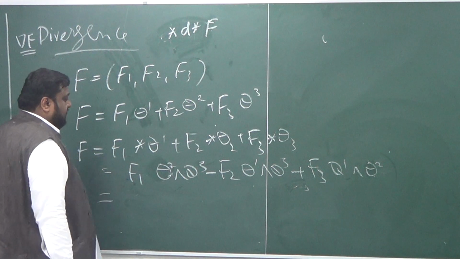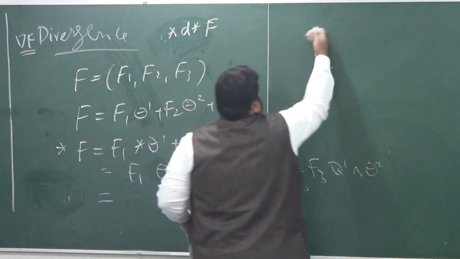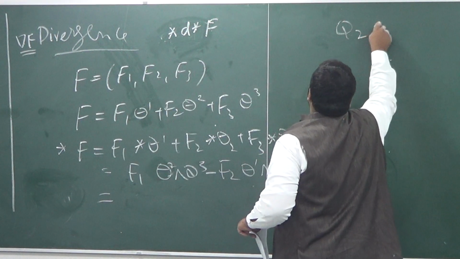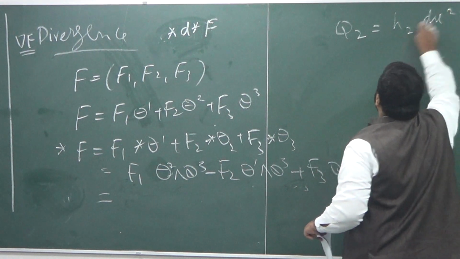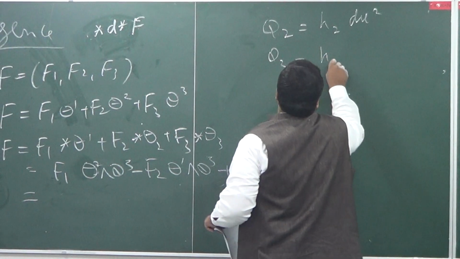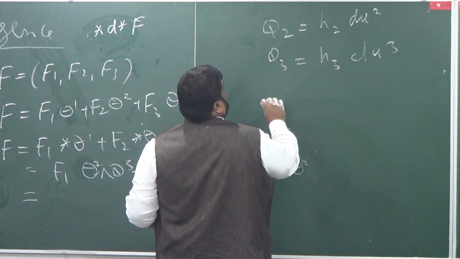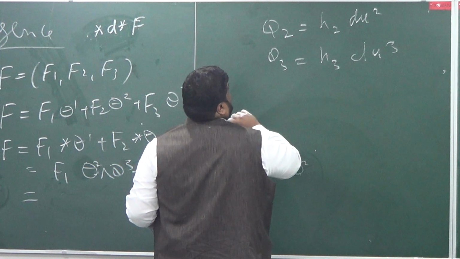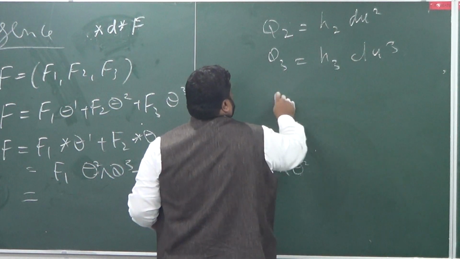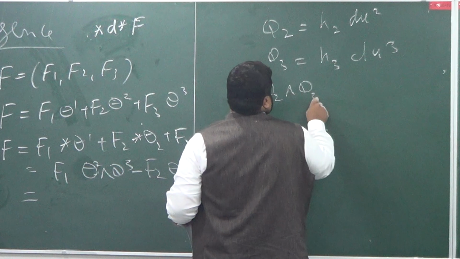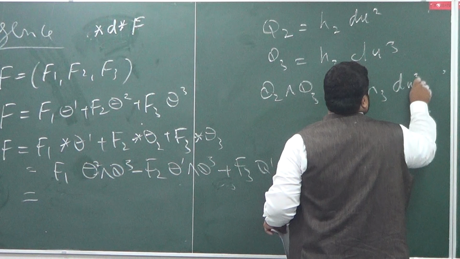So what would be the U form of this? In other words, what is theta 2? So theta 2 is H2 du2 and theta 3 is H3 du3. And is it this or the other way around? So I'm going to have a reciprocal here. No sir, so this is correct. Yes. So theta 2 wedge theta 3 is going to be H2 H3 du2 wedge du3.